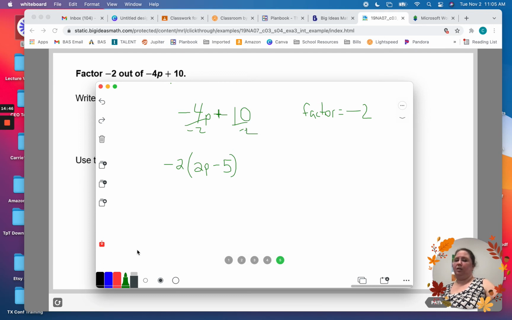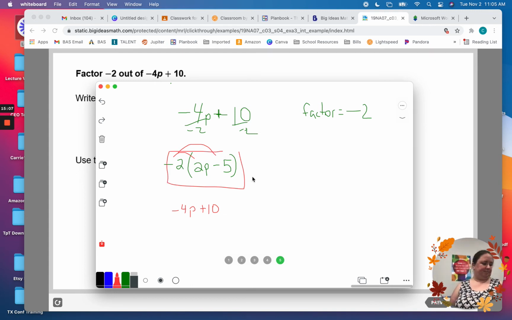Now, you can check your work. I can distribute. I can go 2 times -2, -4p, and -2 times -5 is plus 10, right? Yes. So did I come up with the original answer? Yes. Then I know I've done this part correctly. Okay. All right? Go, go.